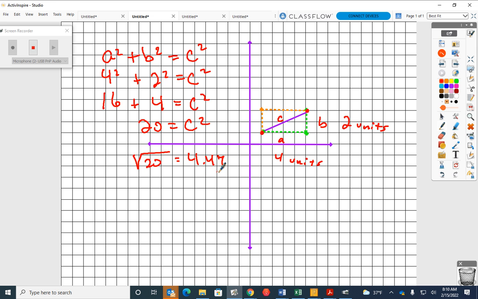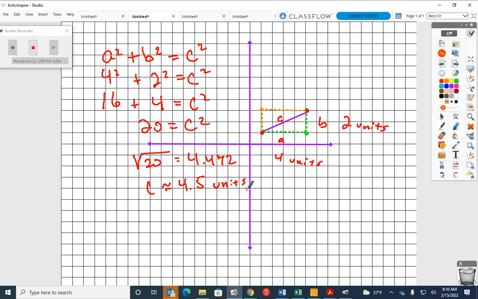If we rounded this to the nearest tenth, what would this actually be? 4.5. Yeah, so C is about 4.5. If we're labeling this, what are we going to say: feet, meters, inches? Units. 4.5 units. Okay, very good. You understand how that works now? It's pretty easy, isn't it?